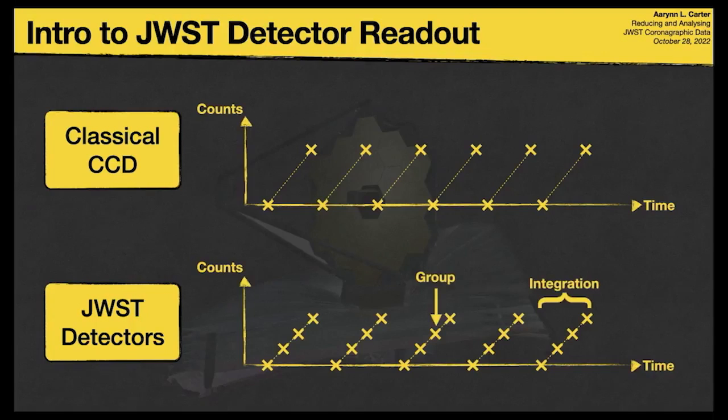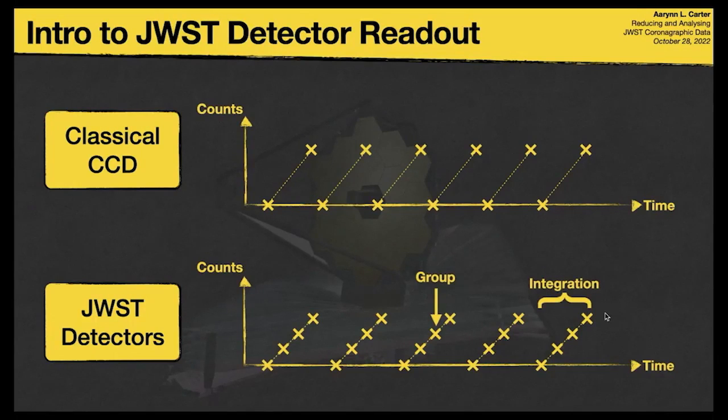So just as a bit of nomenclature, just in case I mentioned it earlier, a group is one read up the ramp. Technically, that's not true, but just for the sake of today, a group is one image up the ramp, and then an integration is an entire ramp itself.